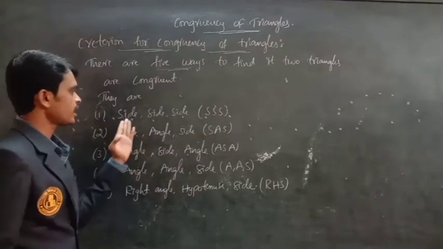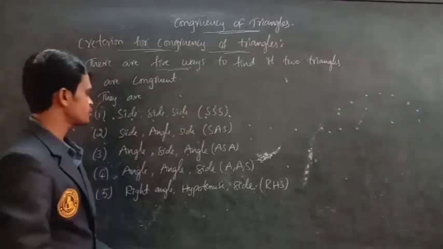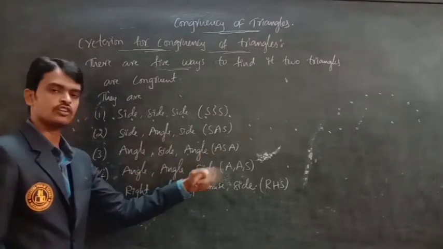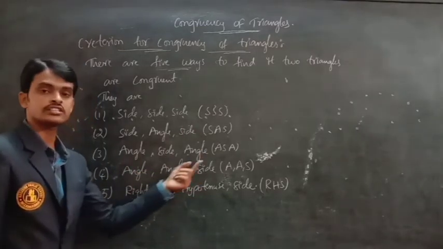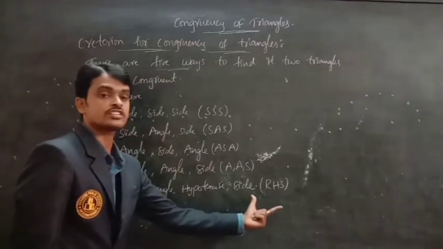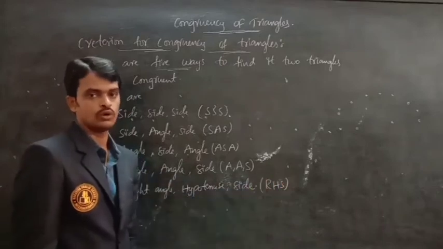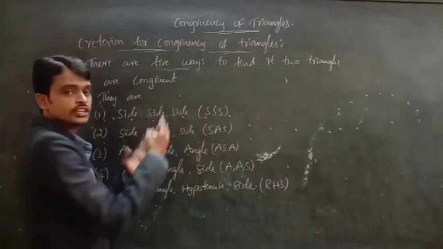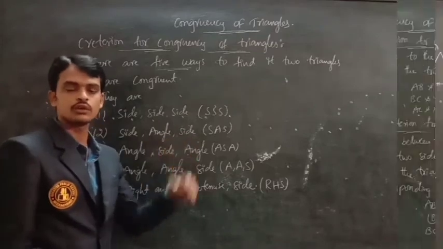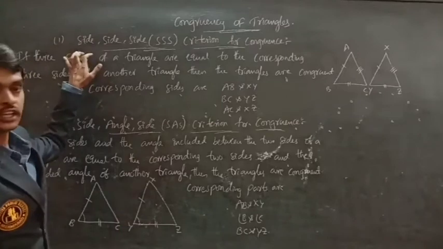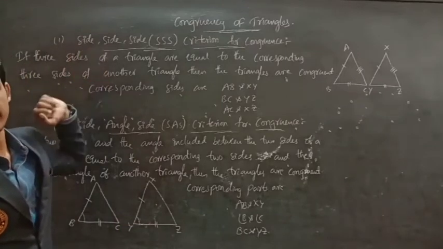They are the side side side congruency rule, side angle side congruency rule, angle side angle congruency rule, angle angle side congruency rule, and right angle hypotenuse side, RHS, congruency rule. Now let us discuss briefly about each congruency rule. Let us discuss the criteria for two congruent triangles.